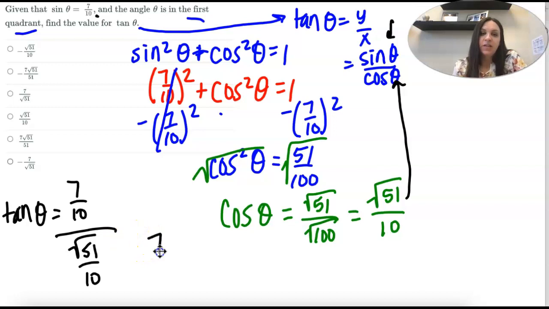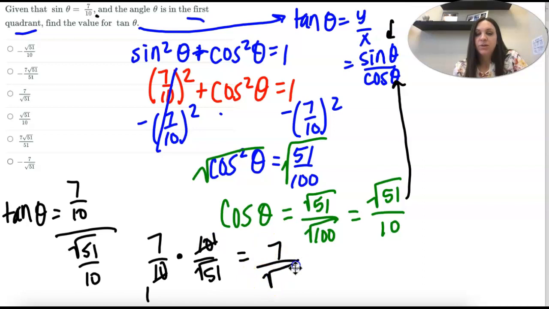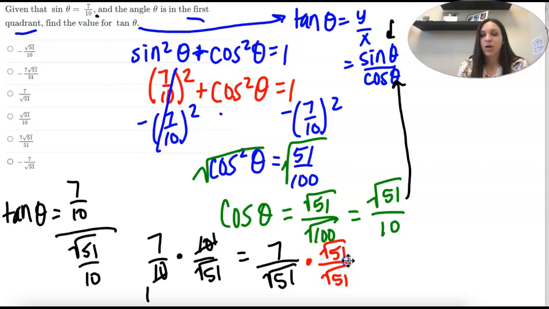So take the numerator, multiply by the reciprocal of the denominator, and I have 7 over square root of 51. Rationalize the denominator. Sorry, these are taking a long time. So multiply by the square root of 51 on the top and bottom. And that's going to leave our denominator just 51, and our numerator 7 square root of 51.